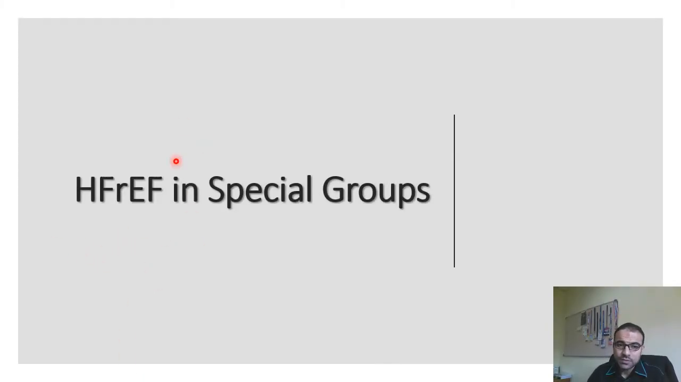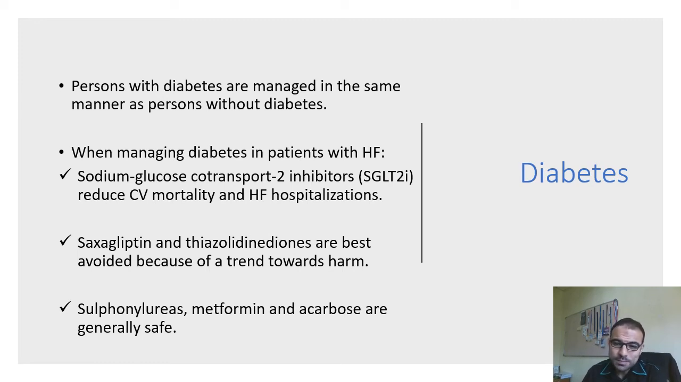Coming to the last section, which is the heart failure with reduced ejection fraction special groups. So the first special group is patients with diabetes. Management of heart failure in patients with or without diabetes is almost the same. But in case the patient has heart failure with diabetes, you have to pay more attention to the choice of oral antidiabetic, where we have some positive evidence supporting SGLT2 inhibitors in terms of their ability to reduce mortality and hospitalization. We have some data showing some risk conferred by agents like saxagliptin and thiazolidinediones, the glitazones. We have general acceptance of using sulfonylurea, metformin, and acarbose in patients with heart failure. With metformin, there is some data here and there regarding maybe the risk, but it is generally safe.